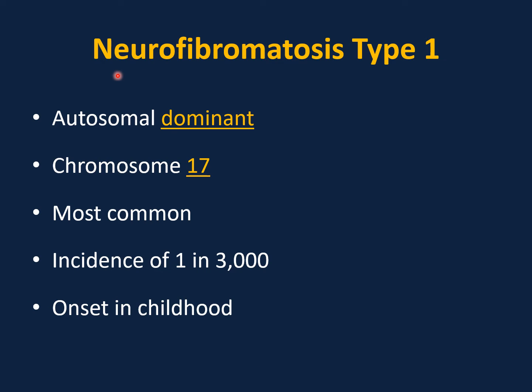First and most important neurocutaneous syndrome, we need to know it by heart, is neurofibromatosis type 1. It is autosomal dominant. Very important to remember the chromosome, chromosome 17. This is the most common. The incidence is 1 in 3,000 and onset is in childhood.